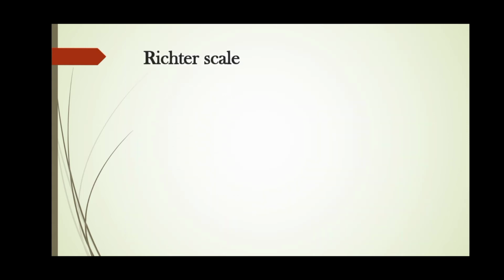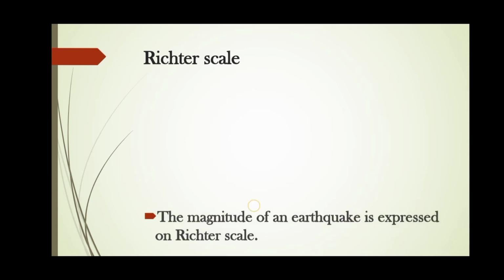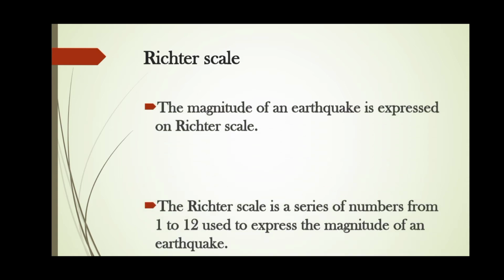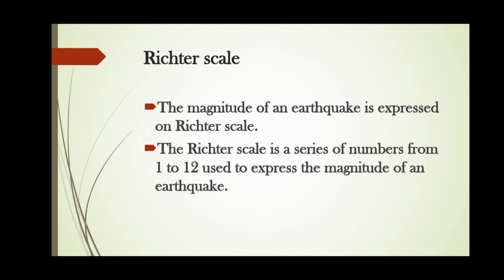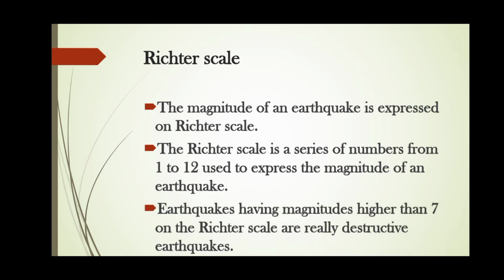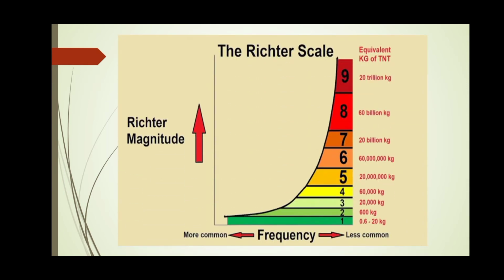Now, the Richter scale. The magnitude or intensity of an earthquake is expressed on the Richter scale. The Richter scale is a series of numbers from 1 to 12 used to express the magnitude of an earthquake. Earthquakes having magnitudes higher than 7 on the Richter scale are really destructive earthquakes. An earthquake of magnitude 1.5 on the Richter scale is the smallest earthquake that can be felt by us. An earthquake of magnitude 4.5 on the Richter scale causes some damage but not much damage.